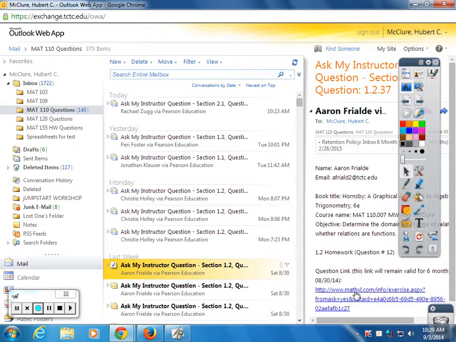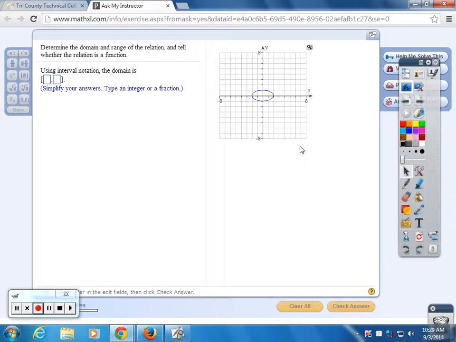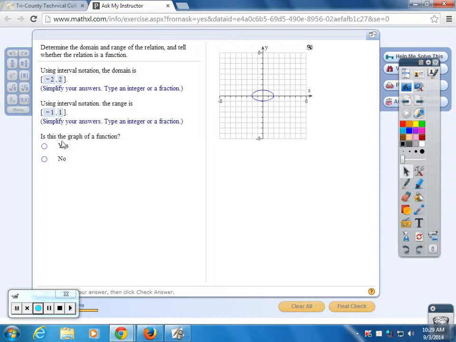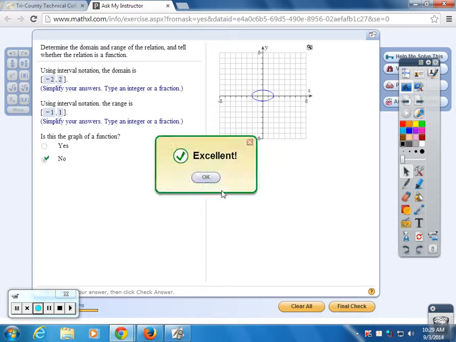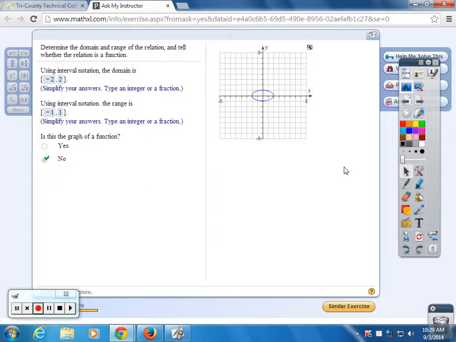This is 1.2, number 12. Is it a function? No, because it's a circle. The domain is negative 2 to what? Positive 2. I don't know if it's going to ask you anything else. It's probably going to ask you the range, which will be negative 1 to 1. The range is negative 1 to 1. Is the graph a function? No. Anytime you have a circle, an ellipse, or a hyperbola, it's not going to be a function because the vertical line test does not pass. Okay?